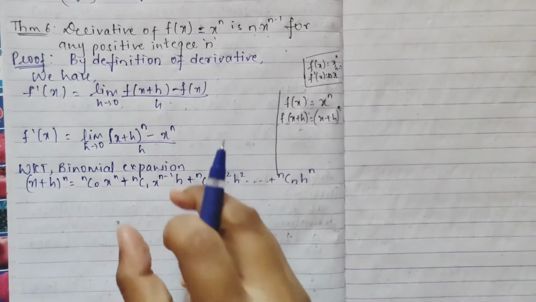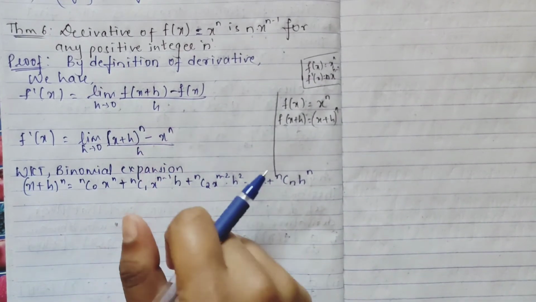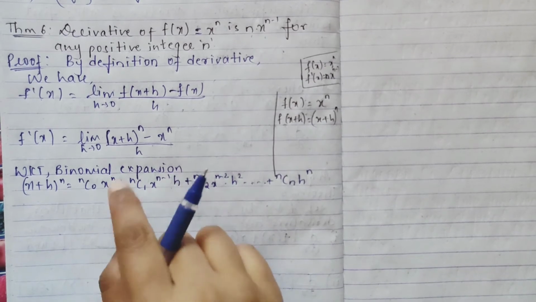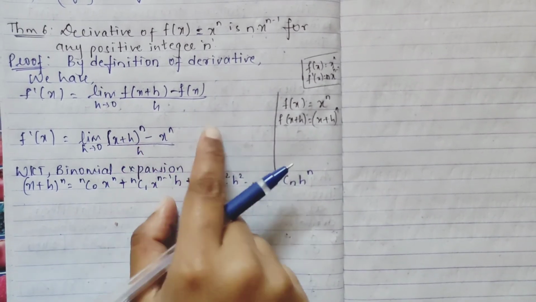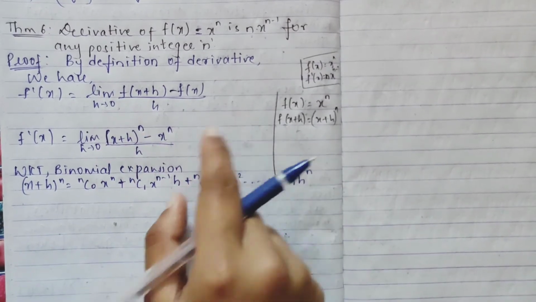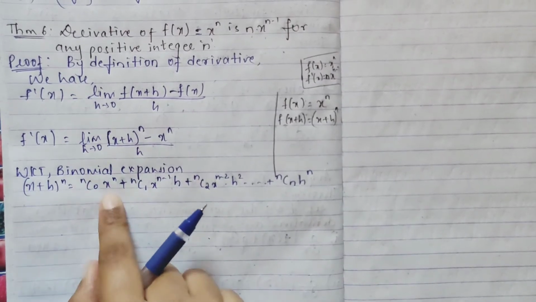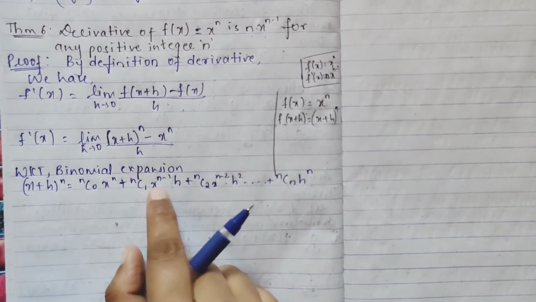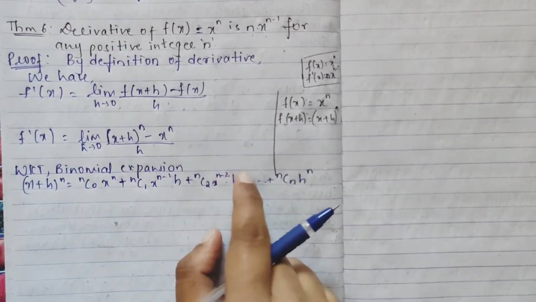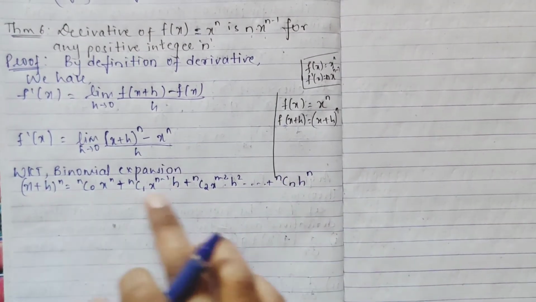Now, after coming to this point, what are we going to do? We don't know how to proceed otherwise, but you have studied binomial expansion. How does binomial expansion work when it is a plus h whole raised to n, or x plus h whole raised to n? See, x plus h whole raised to n is nC0 x raised to n plus nC1 x raised to n minus 1 h plus nC2 x raised to n minus 2 h square, and so on up to nCn h raised to n. This is your binomial expansion.